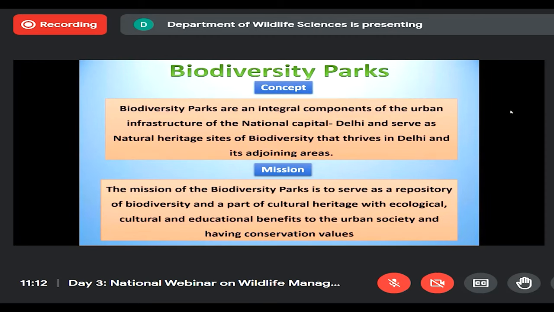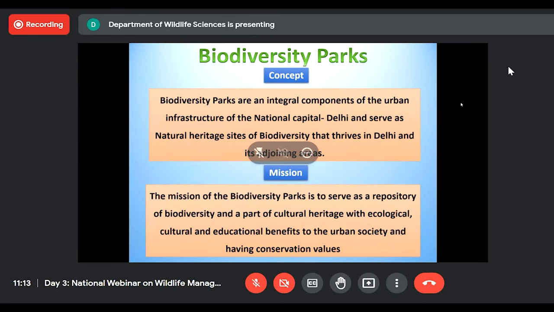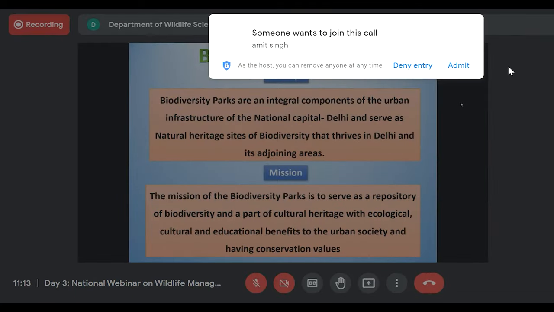So one may ask, what is the concept and mission of biodiversity parks? The biodiversity parks are an integral component of the urban infrastructure of Delhi capital and serve as natural heritage sites of biodiversity that thrives in Delhi and its adjoining areas. The mission of a biodiversity park is to serve as a repository of biodiversity and a part of cultural heritage with ecological, cultural, educational benefits to the urban society and having conservation values. This is the most important, the last part: having conservation values apart from providing all services. So it is not only simple parks of any urban areas providing the aesthetic or cultural look, but it must have the conservation value that a biodiversity park has. Next, please.